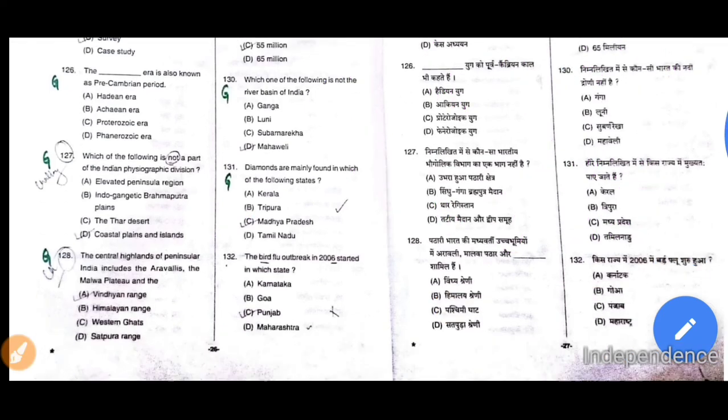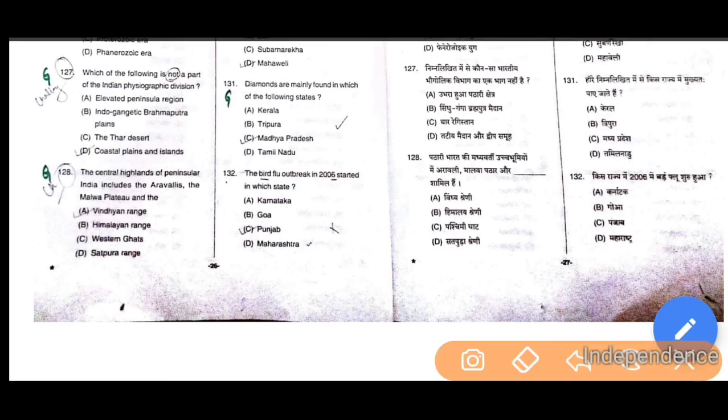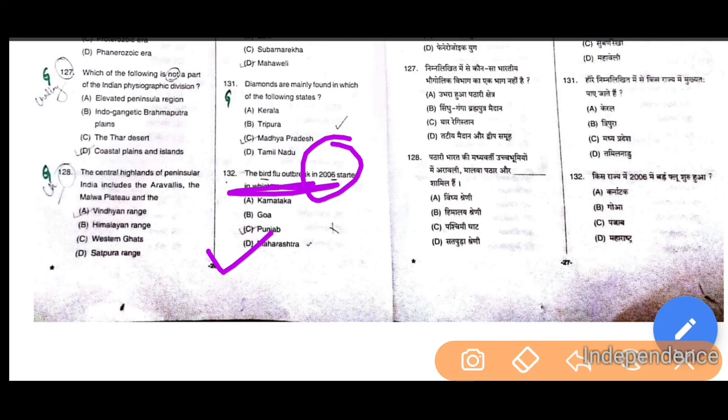Next question, question number 132. The bird flu outbreak in 2006 started in which state? Now I don't know what made them give a question from 2006. But the answer to this is D, Maharashtra. In 2006, a bird flu break out, killing a lot of water and poultry birds. So that broke out in Maharashtra. Moving on to the next question.